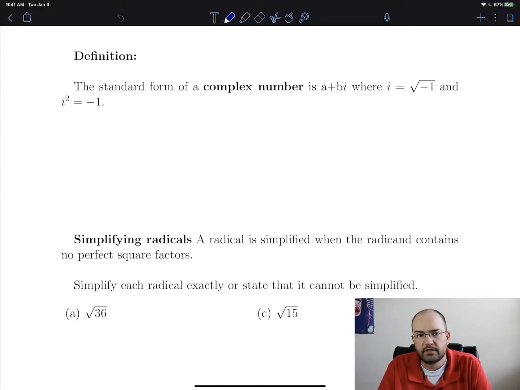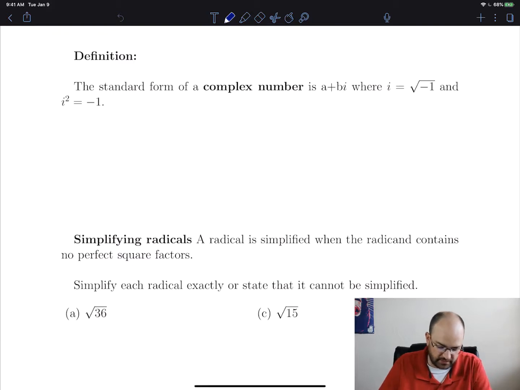Hello. In this video, we want to look at the definition of complex numbers, and then we're going to simplify some radicals. So a complex number, or the standard form of a complex number, is a plus bi, where i is the square root of -1 and i squared is -1.